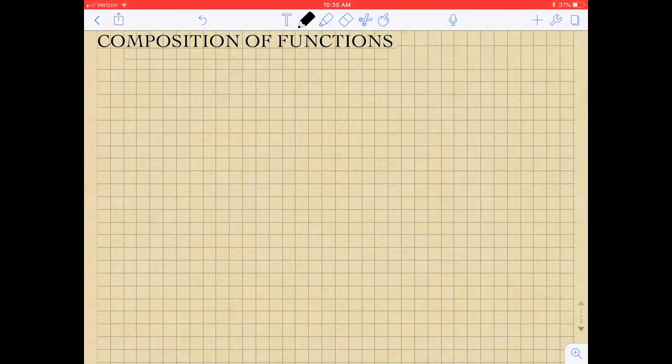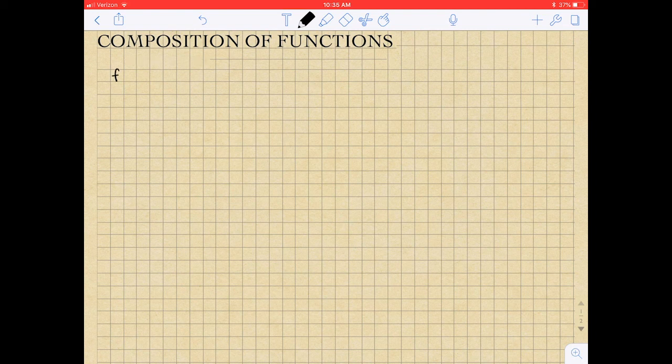Hello students, in this video we're going to talk about the composition of functions. When we compose two functions together, it is simply putting one function into the result of another function. So I'm going to start out by just talking about an evaluation problem.